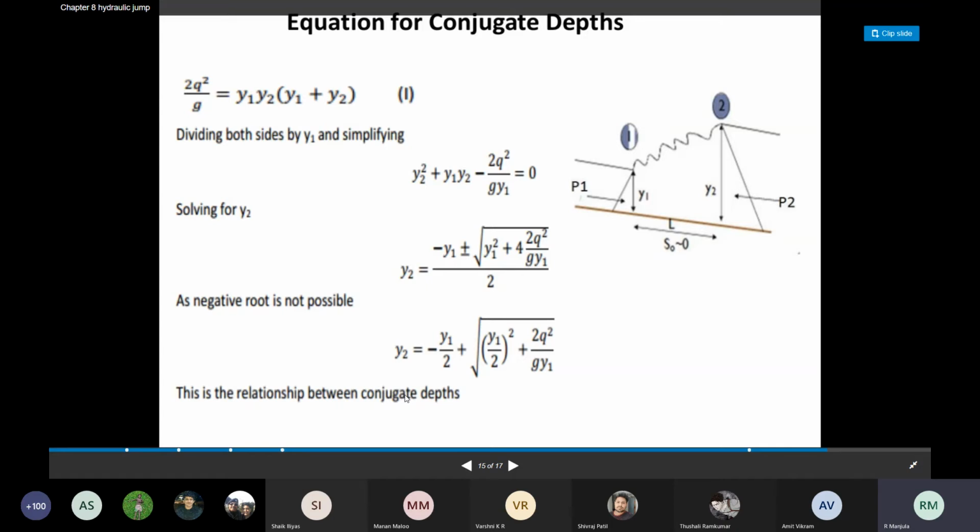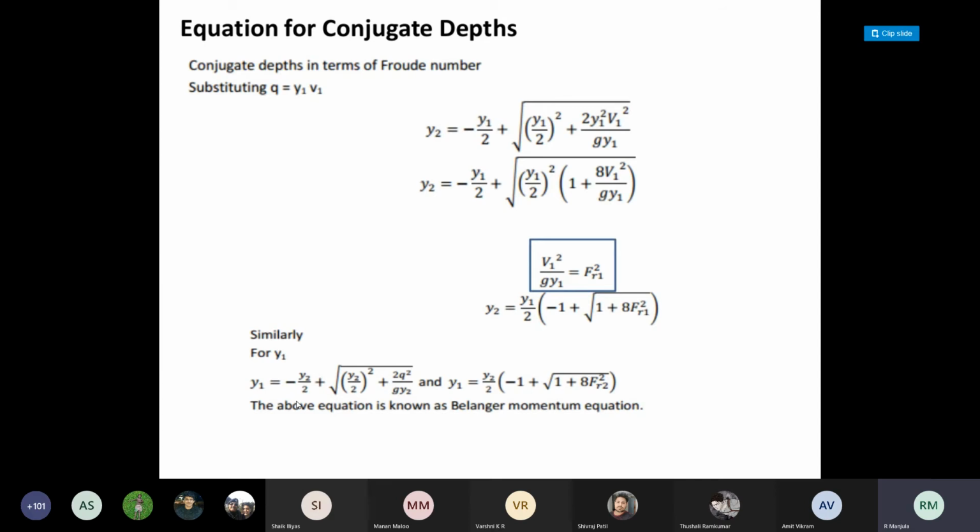So this is the relationship between the conjugate depths. There is a relation between y1 and y2. You can express y2 in terms of y1 and q, so conjugate depths or alternate depths can be easily expressed in terms of y1. y1 is the initial depth, the depth which is below the critical depth, and y2 is the depth which is above the critical depth for the same specific energy. Once you know y1, you can find y2, or if you know y2, you can find y1. So this is the relationship between your conjugate depths.